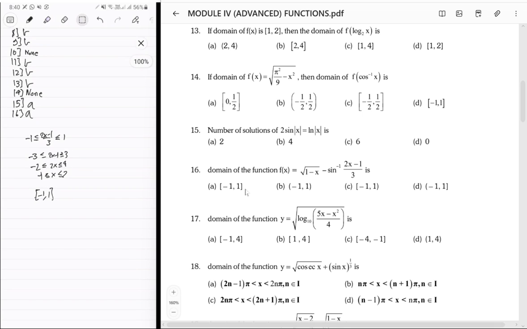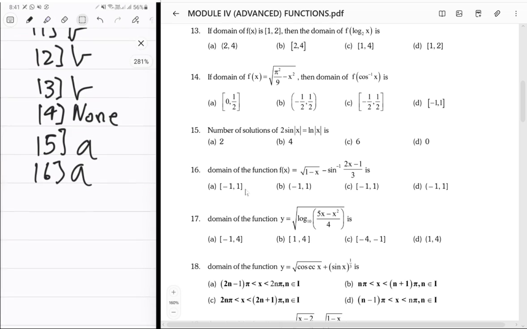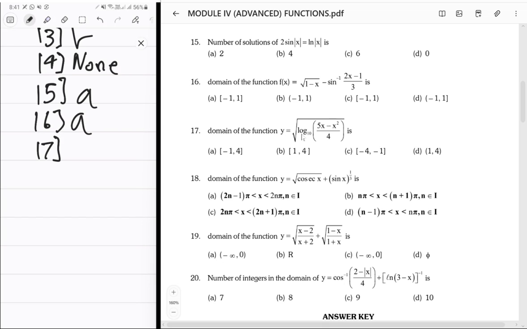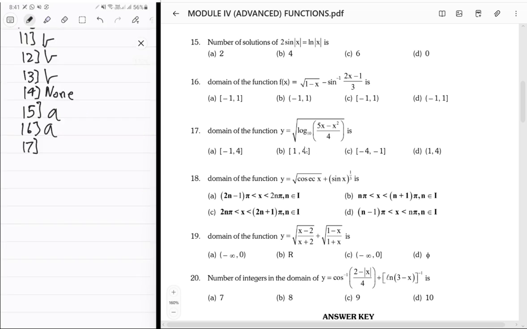Next, 17th. Domain of the function y equal to log base 10 of (5x minus x square) upon 4 is... So you've got a log, so this must be positive or equal to 0. What does that mean?